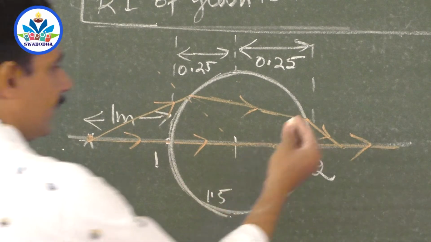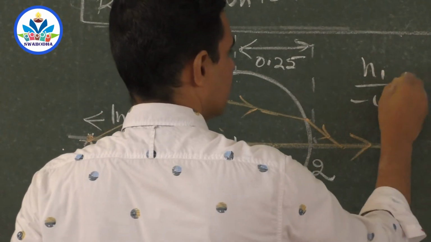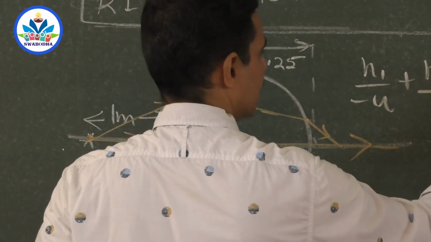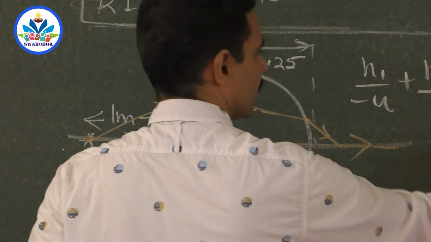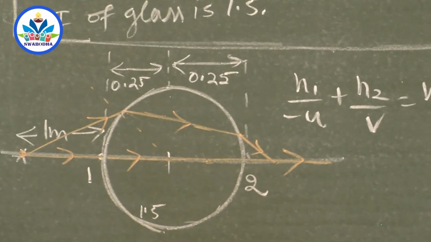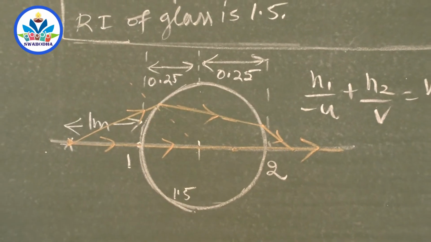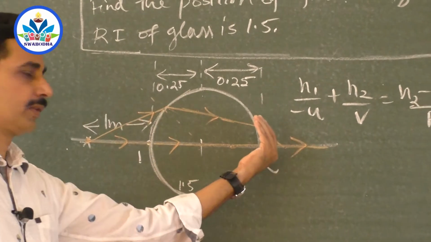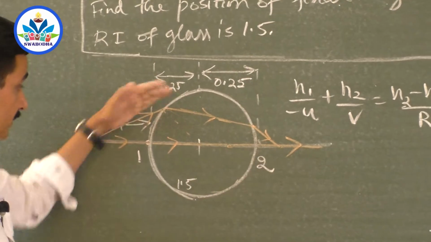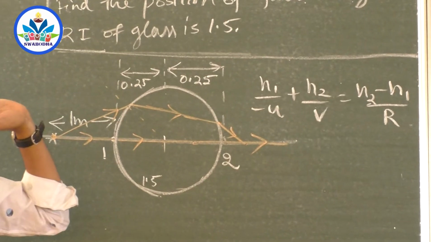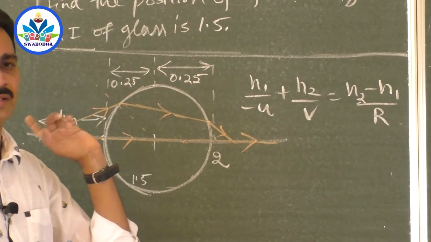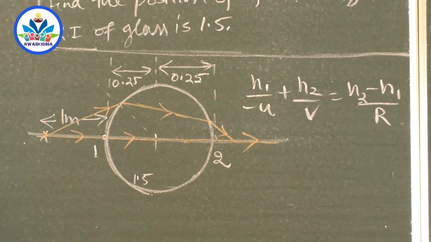Now we have the formula n1 by minus u plus n2 by v is equal to n2 minus n1 by r. If you want to use this, you have to use it twice: once for this surface, another for this surface. We will have to see now. Suppose it meets the principal axis here itself, no problem. But if it continues, we have to apply that formula 2 times. Now here is the logic, and there is a beauty here. You have to apply the formula in a different way.